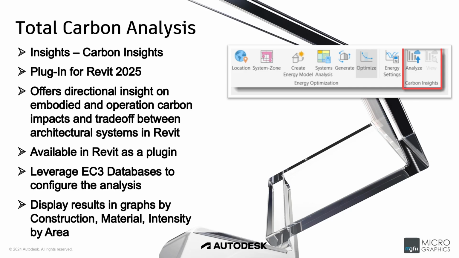The next generation of Insight introduced Carbon Insight that helps you analyze carbon impacts and trade-offs between architectural systems associated with a Revit model. So early phase design is recommended. Because it is analyzing a Revit model, it is ideal for insights and feedback to inform design decisions, long before one would do a detailed life cycle assessment of a fully designed Revit model.